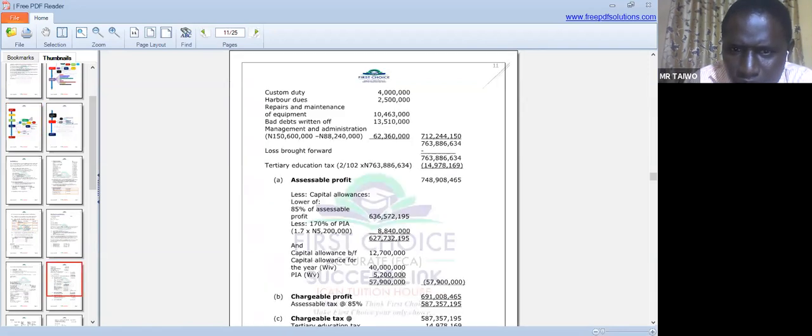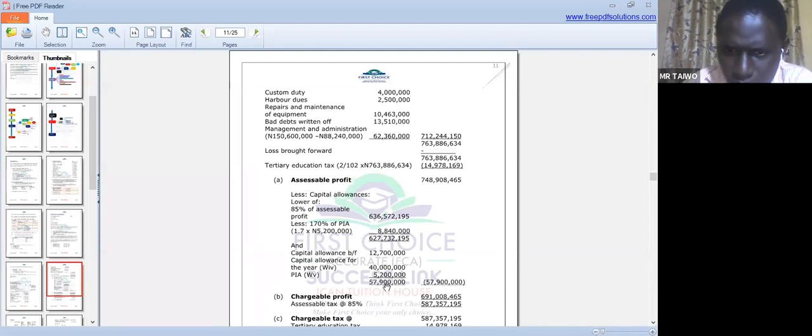Look at the way we got the B now. Let's say this is the B now. 85% of accessible profit. What's accessible profit? Accessible profit is this. 5% of this is 636,572,195. And 170% of the PIA. You know the PIA was 5.2 million. You've computed it before. 170% of it is 1.7 times that value. That's 8,840,000. If you now add it with the 85% of that same profit, you get the value here. That's B.